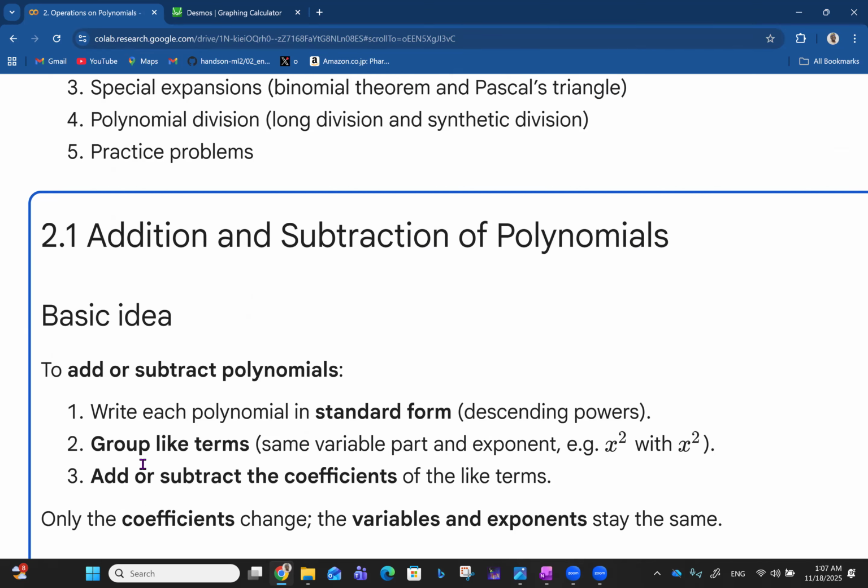Then after doing that, you can group like terms, meaning the same variable part and exponents, e.g. x squared with x squared. Then add or subtract the coefficients of the like terms. Depending on the signs you have, only the coefficients will change. So in addition and subtraction, only the coefficients change. The powers, the exponents, do not change. The variables and exponents stay the same.